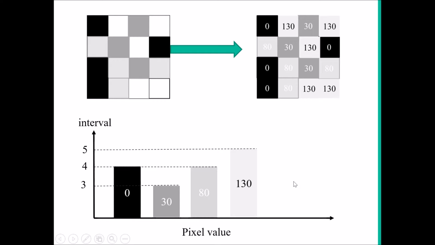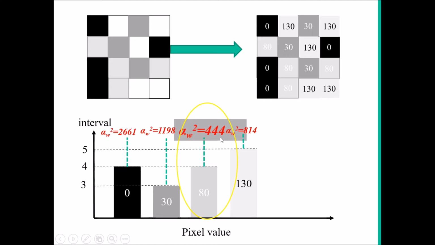So based on the constructed histogram, how does Otsu work? As I mentioned previously, we calculate the weighted variance for every pixel distribution value inside the histogram. In this case, we calculate the weighted variance for pixel values 0, 30, 80, 130, and this is the corresponding within class variance. Based on the calculated values, we then scan for the minimum. In this case, the minimum is 444. So we can conclude that with the Otsu method, the pixel value 80 will be utilized as the optimal threshold in order to separate foreground and background.